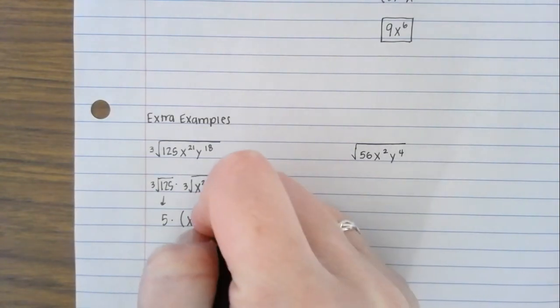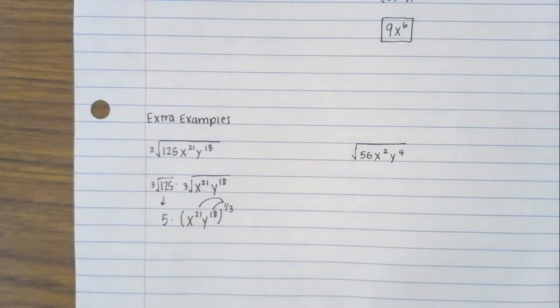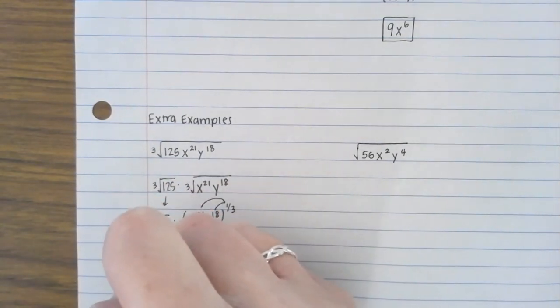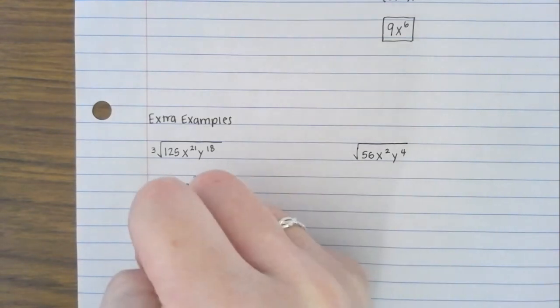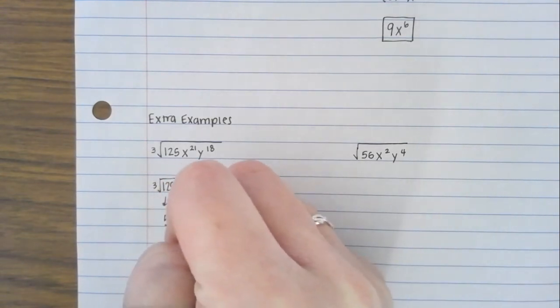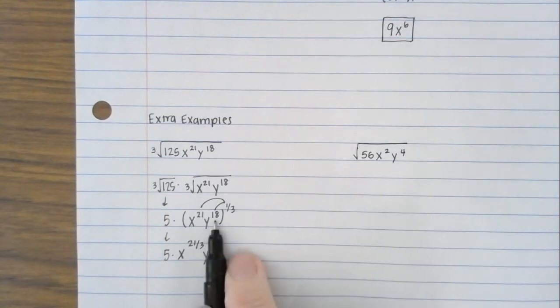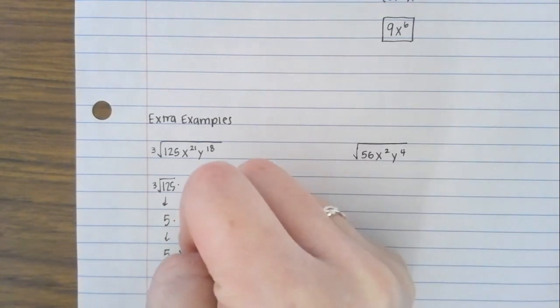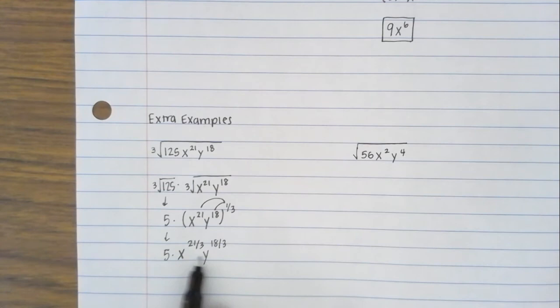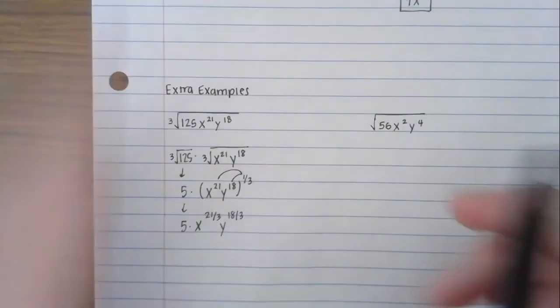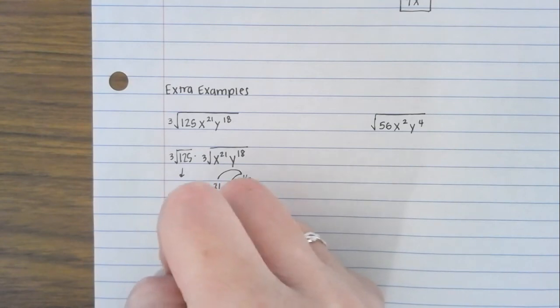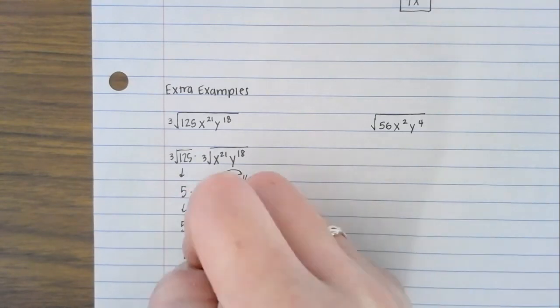And then I can go ahead and use my power to power property. So bring down the 5. X to the 21 times 1/3 would be x to the 21/3. Y to the 18 times 1/3 would be y to the 18/3. And then these are both evenly divisible. So we can go ahead and divide those to get 5, x to the 7th, y to the 6th.